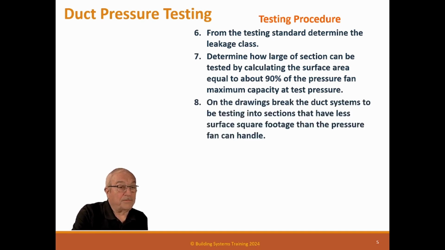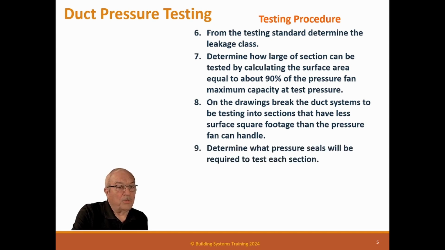So that's important. On the drawings, break the duct system to be tested into sections that have less surface footage than the fan can handle. It's really important. Determine what pressure seals will be required for each test section, because when you break a duct apart, you've got to seal it, and that can become problematic, especially if you're testing at 4 or 5 inches. That's a lot of pressure, so your seals have to be tight and structurally sound.